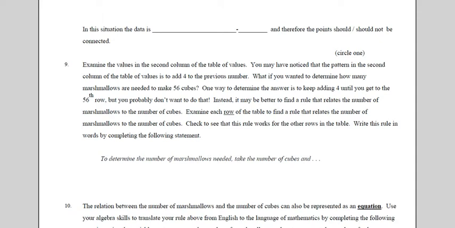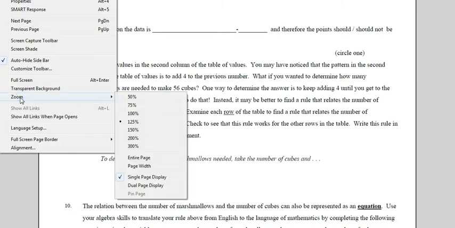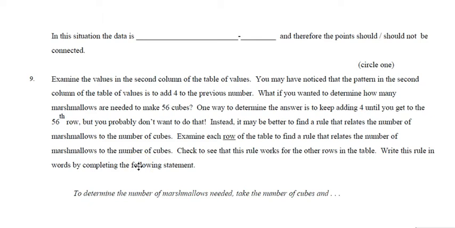In this situation, the data is discrete. I'm just going to go to page width here. There's a dash in there. What makes sense to put in there? We could say it's not continuous, but that doesn't fit in here. So let's just say it's discrete data. I'm sure there's something somebody had in mind when they wrote this, but I don't know what it is. And therefore the points, circle 1, should or should not be connected.